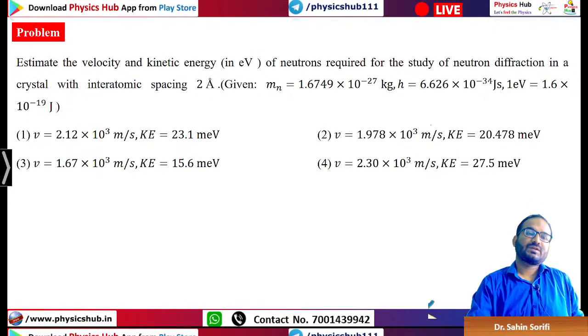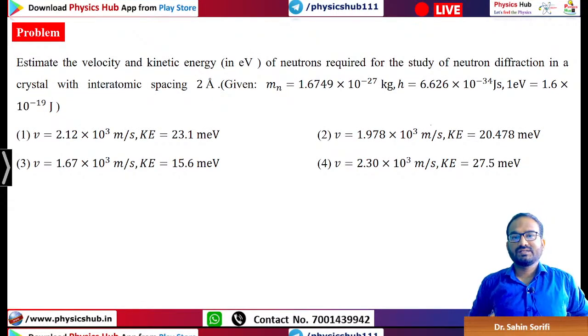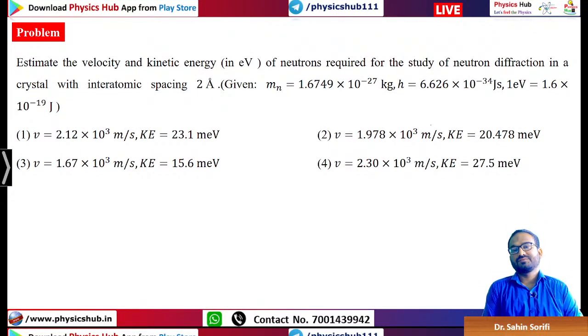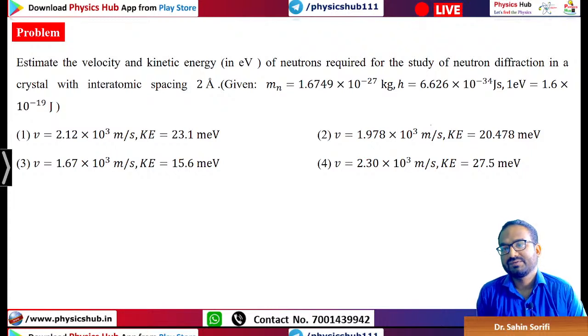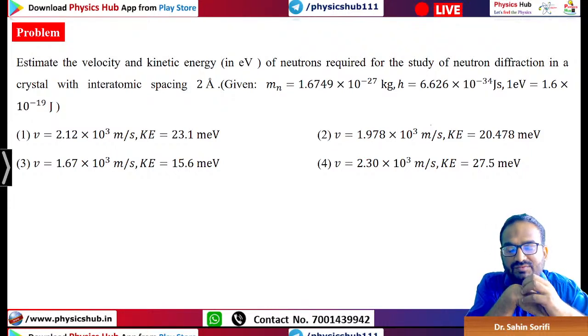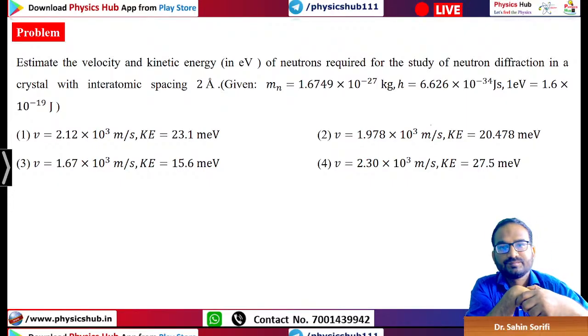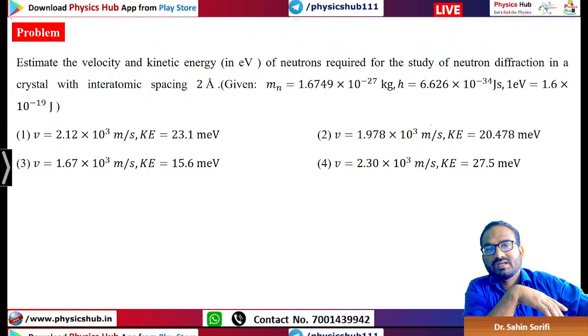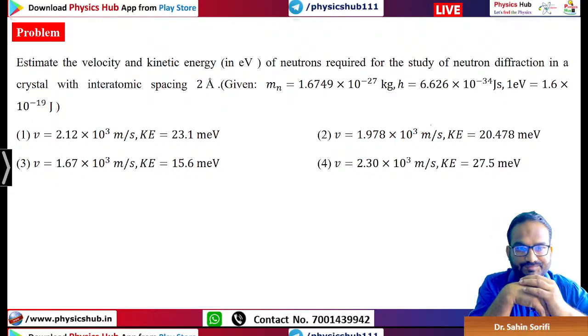Let's try to solve this problem. Estimate the velocity and kinetic energy in electron volt of neutrons required for the study of neutron diffraction in a crystal with interatomic spacing 2 angstrom. Given the mass of neutron is this, the h value, 1 electron volt, everything is given to you. Can you do this problem? You have to find out the velocity and kinetic energy of neutrons for the study of neutron diffraction.